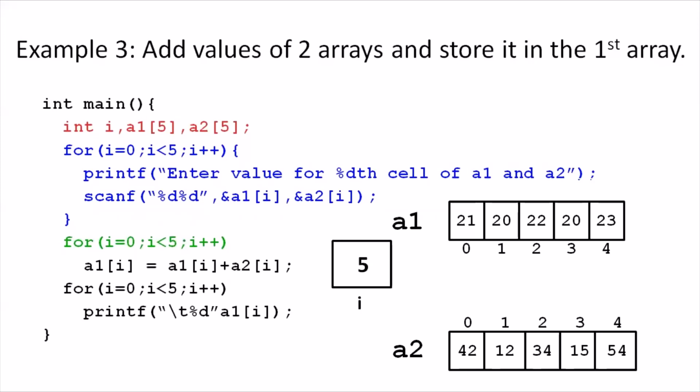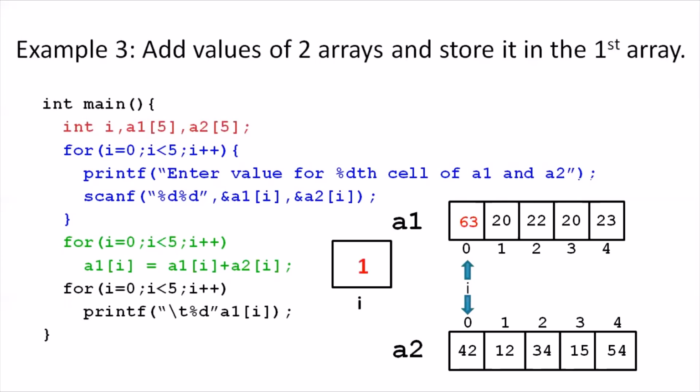With every iteration, the statement a1[i] = a1[i] + a2[i] is going to get executed for the values of i ranging from 0 to 4. So, when i equals 0, and a1[i] = a1[i] + a2[i] gets executed, it extracts the values of a1[0] and a2[0], which are 21 and 42 respectively. Now, the sum of 21 and 42, that is 63, is put back in the position a1[0].